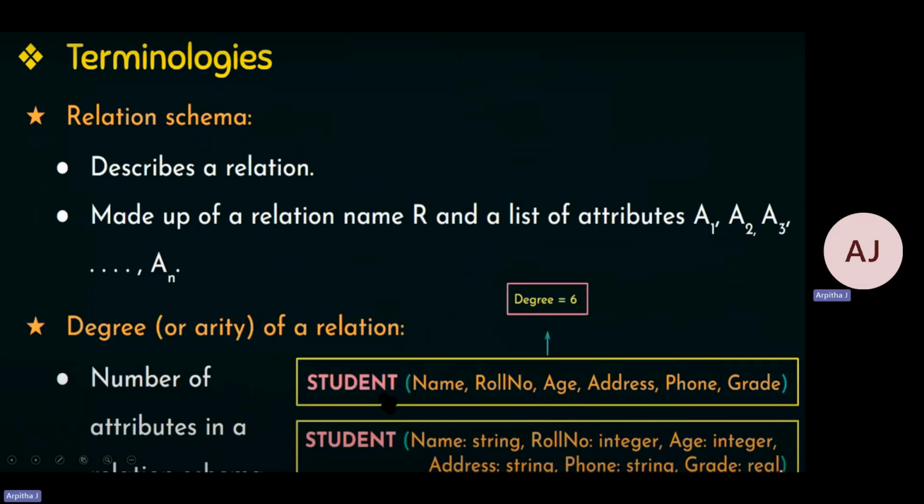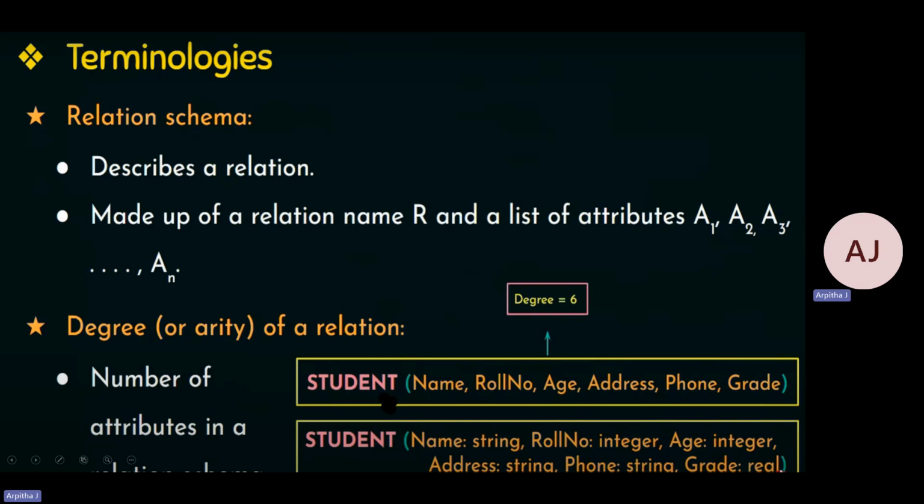Next, let us see what you mean by the relational schema. This is nothing but describing the relation. The entire relation is being described. That means the relation name along with the attributes that are going to come. That is the description of that particular relation, and we call it the relational schema. How do you represent it? It describes the relation made up of a relation name R and the list of attributes A1, A2, A3 up to An. So how do you represent it? If I am representing student, what is the student?